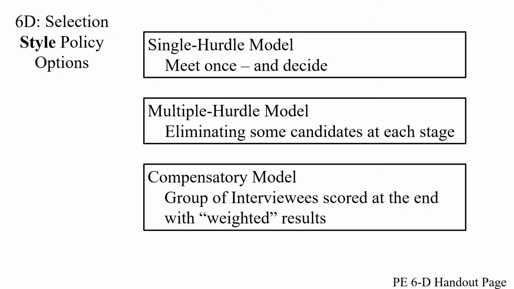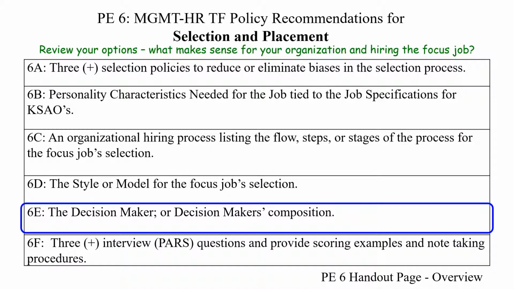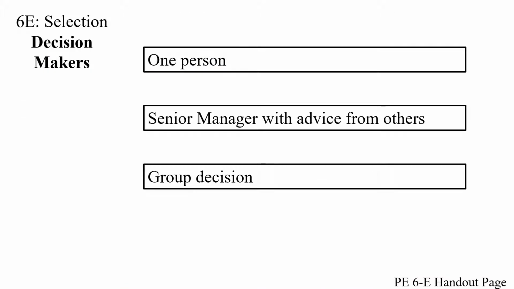What would you recommend? A single hurdle model, a multiple hurdle model, or a compensatory model? Our next task, 6E, is who is making the decision? A single person, one decision maker, or decision makers, and when it's plural, who's making the decision inside that group. You're going to have to decide how to decide. Will it be just one person? There's the decision maker, it's theirs. Will it be a senior manager, but with advice from others?